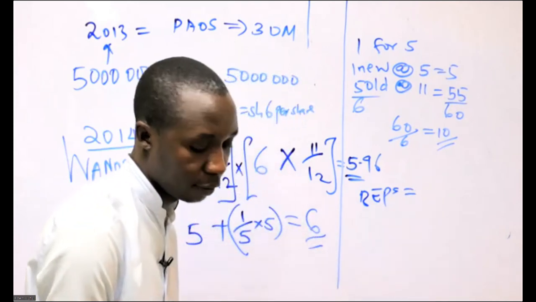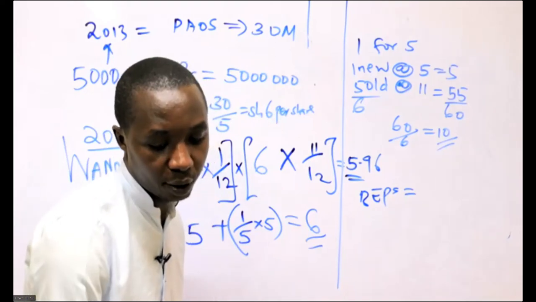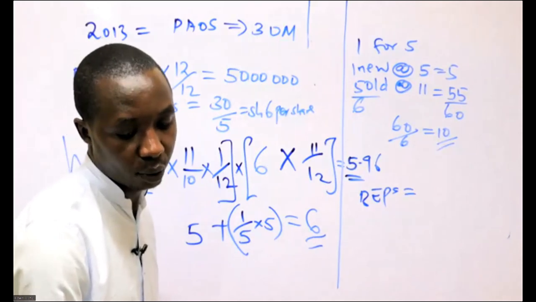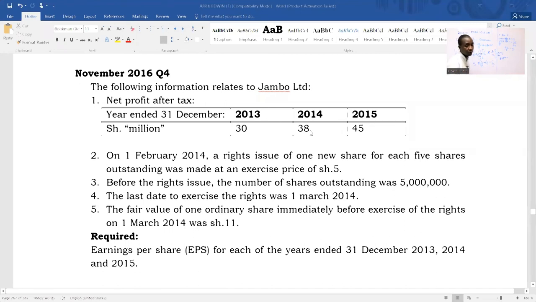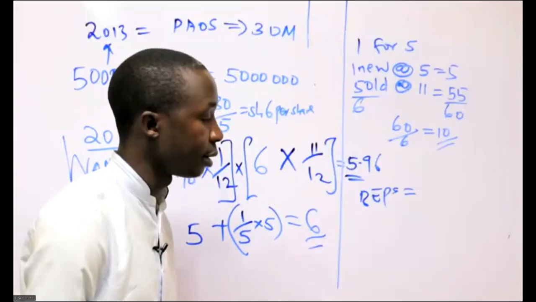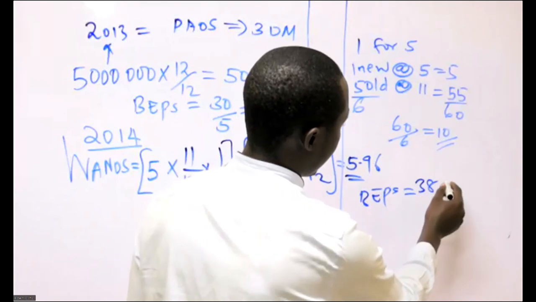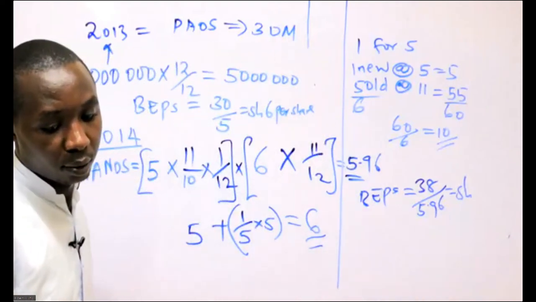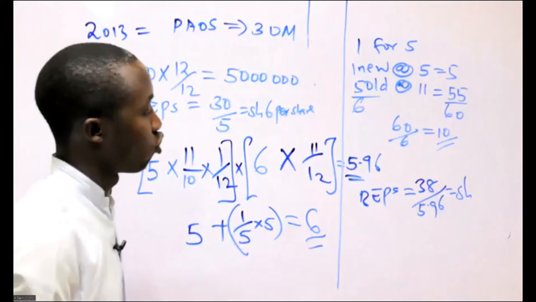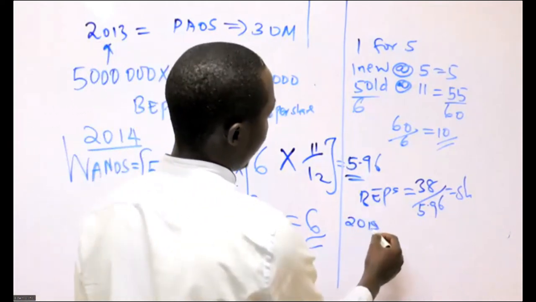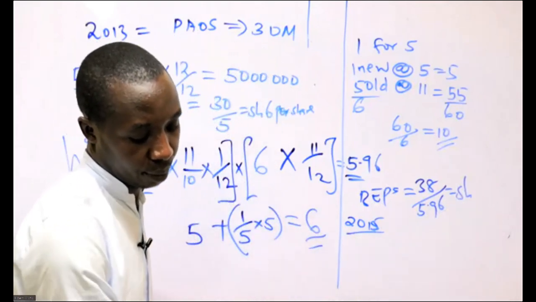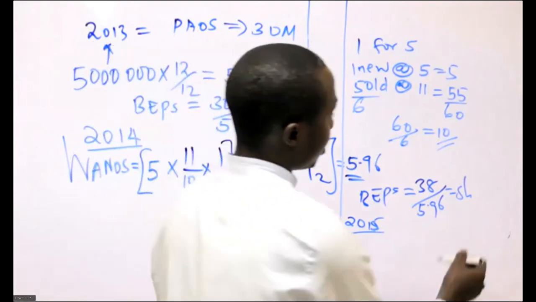the PAOS for 2014 was the profit after tax we were given directly from the question, because there were no preference dividends to deduct and no profit attributable to other shareholders. So it was 38, so 38 divided by 5.96. What do you have, shillings? That is 6.4 per share.